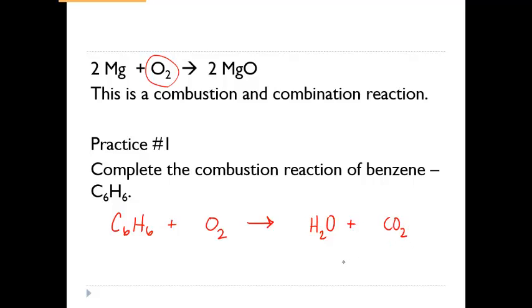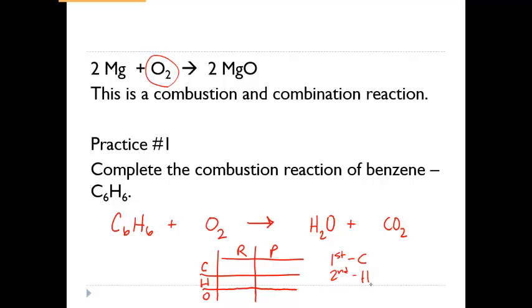Now that would be a good skeleton equation, but it's definitely not balanced yet. If you want to do the reactants and products T-chart thing, you definitely can. We have carbon, hydrogen, and oxygen here, and some of these combustion reactions can be a little tricky to balance, so I want to give you a little bit of advice. You should always start first with carbon. I'd always balance carbon first, and then second I would go through and balance hydrogen. Always save your oxygen for last.